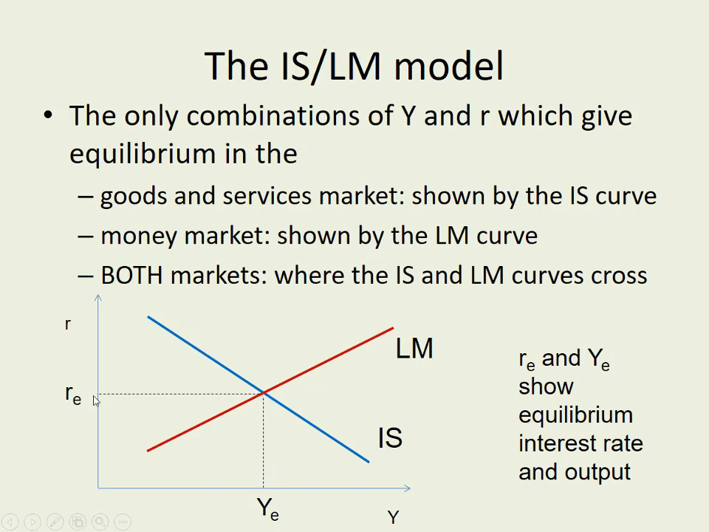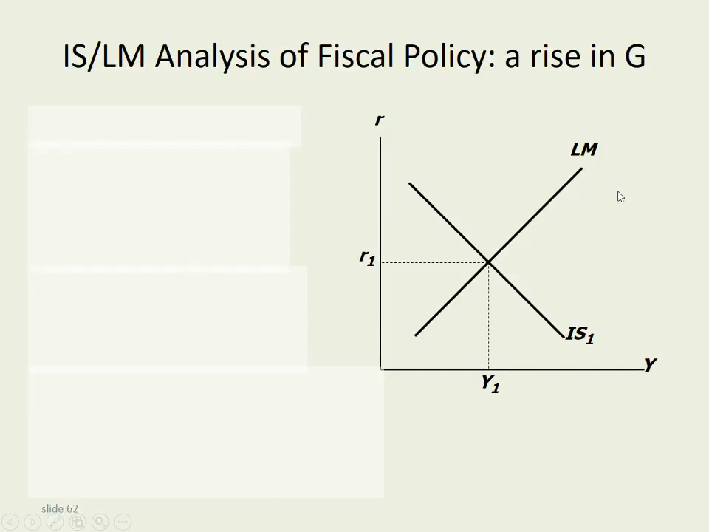So it specifies what interest rates and national income will be in that economy is entirely given by these considerations of the real market and the money market. So let's close by having an example of how you can apply that, a simple analysis of fiscal policy, which is a rise in government spending.